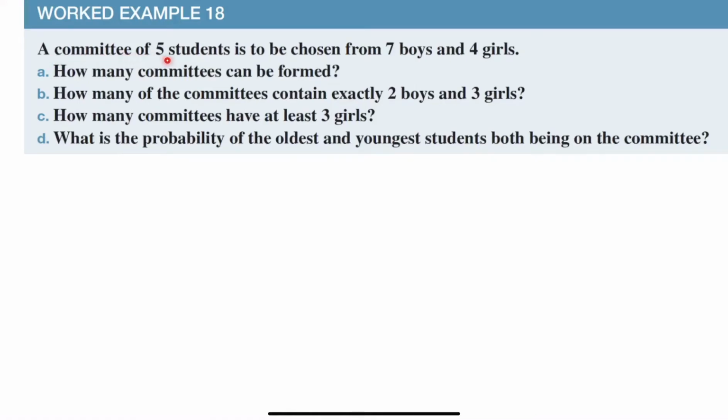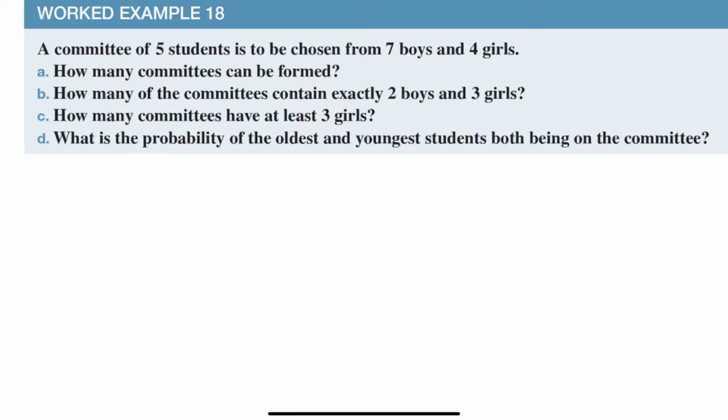A committee of 5 students is to be chosen from 7 boys and 4 girls. How many committees can be formed? What we're looking at now is, because of different positions, there's actually 5 positions, so one person can take any of those 5 positions. So we're looking at combinations. This is not an arrangement anymore because there's no specific order.